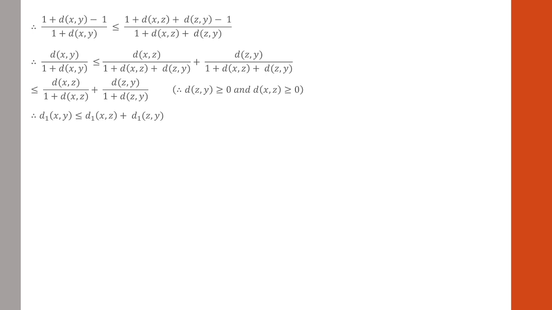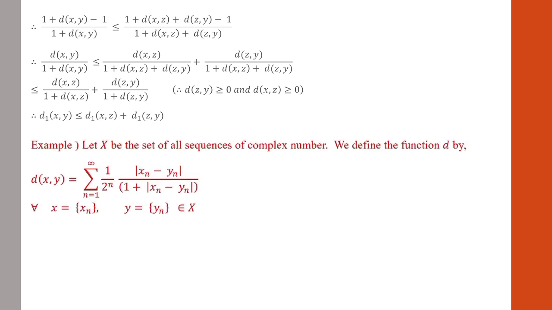Now next example: let X be the set of all sequences of complex numbers. We define the function d by d(x,y) equal to the summation of 1 upon 2 raised to n, times the absolute value of x_n minus y_n divided by 1 plus the absolute value of x_n minus y_n, n running from 1 to infinity, for all sequences x_n, y_n belonging to the capital X.